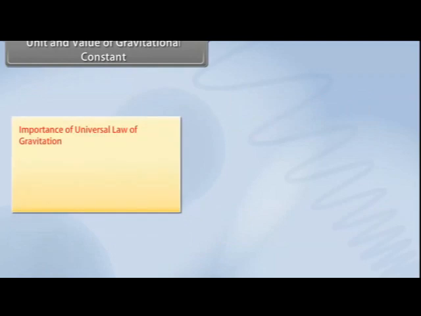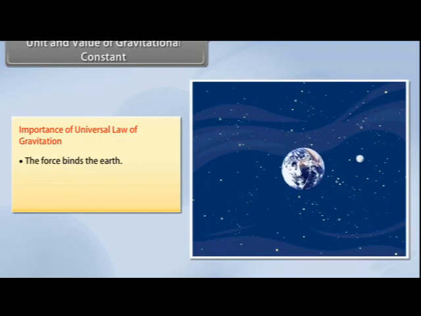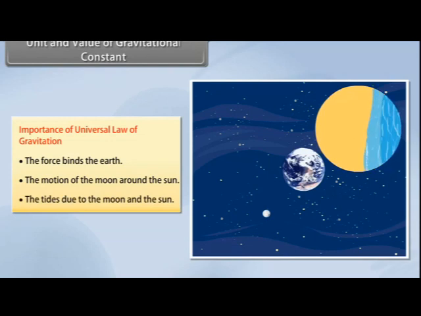Importance of universal law of gravitation. The force binds the earth, the motion of the moon around the earth, the motion of the planets around the sun, and the tides due to the moon and the sun.